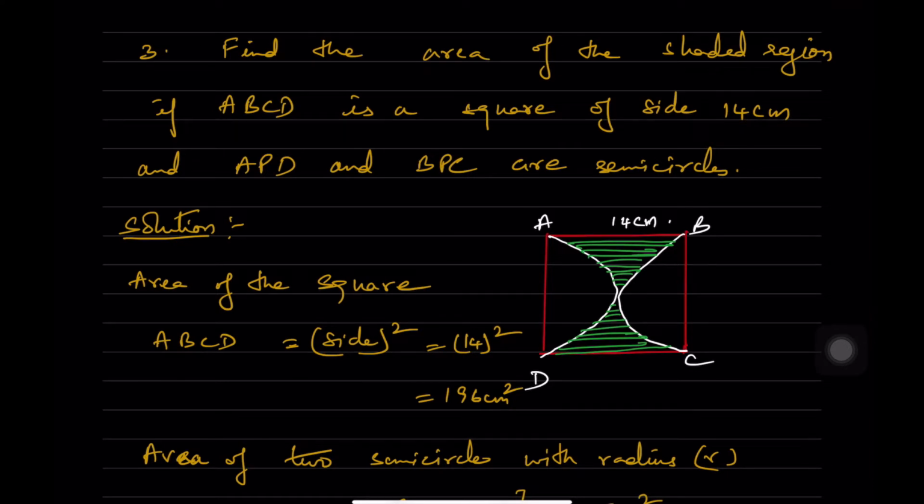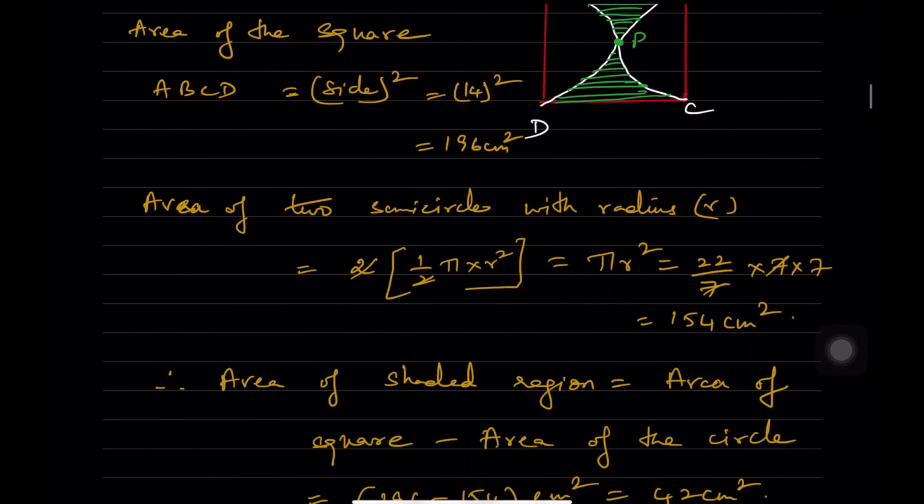Now third problem. Find the area of the shaded region if ABCD is a square of side 14 centimeters and APD and BPC are semicircles. These two semicircles together form one full circle. So area of the square minus area of one circle will give you the area of the shaded region, as you can see from the figure. So what is the area of the square? Area of the square of side 14 centimeters is equal to 14 square, which is equal to 196 centimeter square.